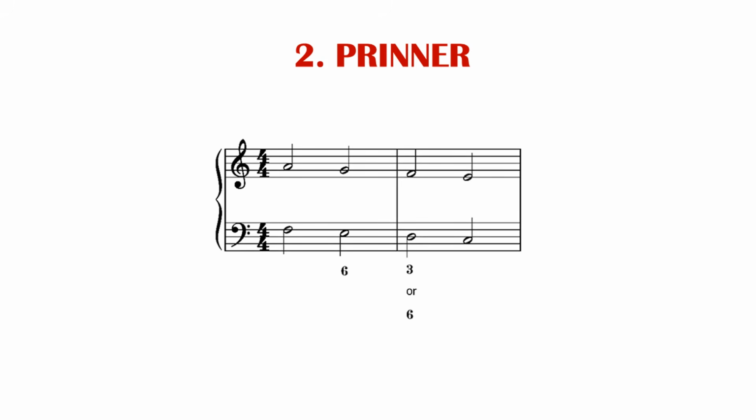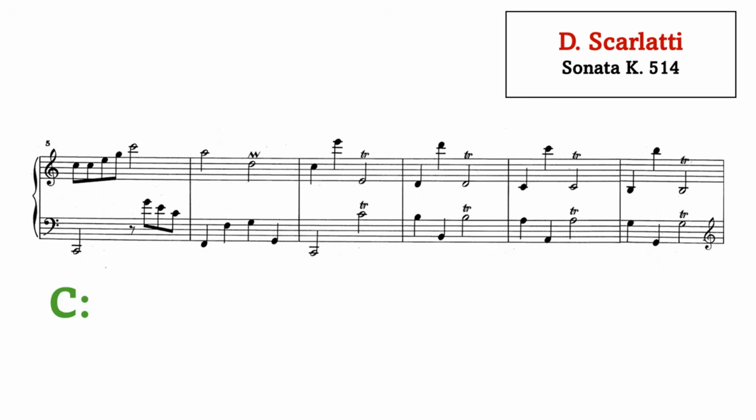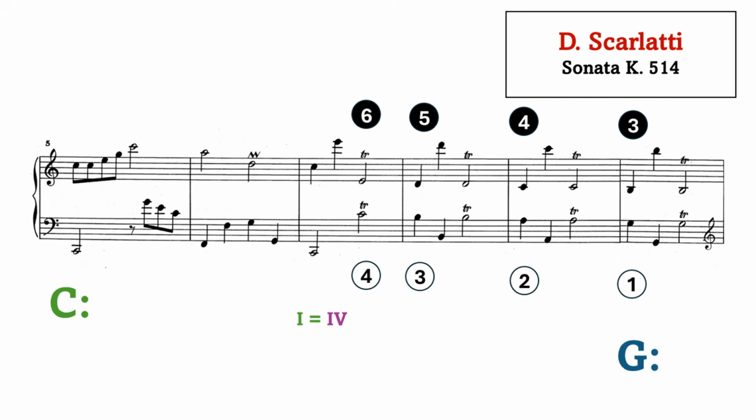Number 2. The Prinner. In the Prinner schema, the bass and the top voice move in descending parallel thirds or tenths. The notes of the bass are the 4th, 3rd, 2nd and 1st degree of the key, while in the top voice we always have the 6th, 5th, 4th and 3rd degree. The Prinner schema is normally used as a continuation of a previous material, and it can also be used to modulate by simply starting it in the corresponding degrees of the final key, which is what Scarlatti did in this example.